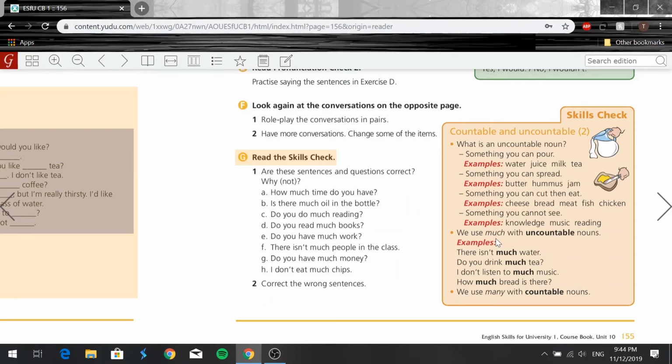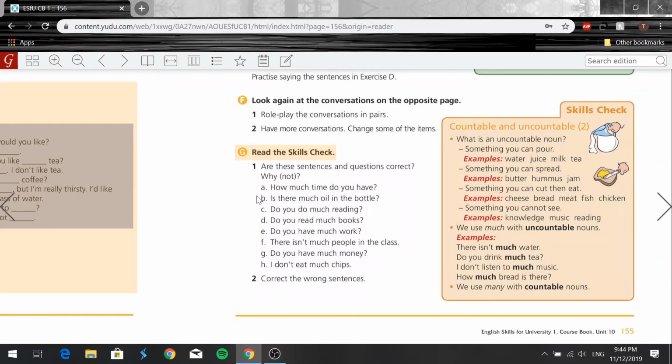Okay? Do you drink much tea? Again, because we pour tea. I don't listen to much music because music is something that we cannot see. And how much bread is there? Because bread is something that you cut and then eat. So again, uncountable. And you guys remember, we use the word many with the opposite, which is countable nouns. Okay? Now let's go to exercise G here.